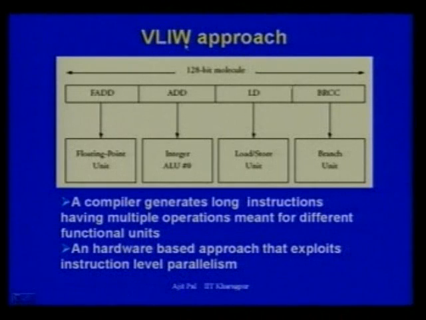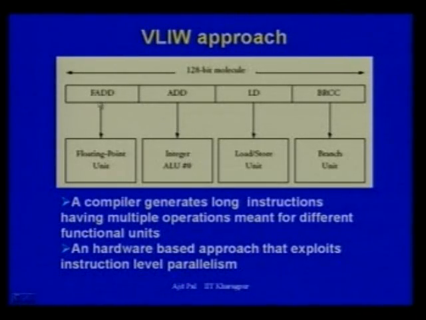In this case, it is based on the compiler. The compiler will extract the various operations which can be executed in parallel. Then they form a bigger instruction, and those instructions will obviously be large in size in terms of number of bits compared to the instructions of those CISC processors.